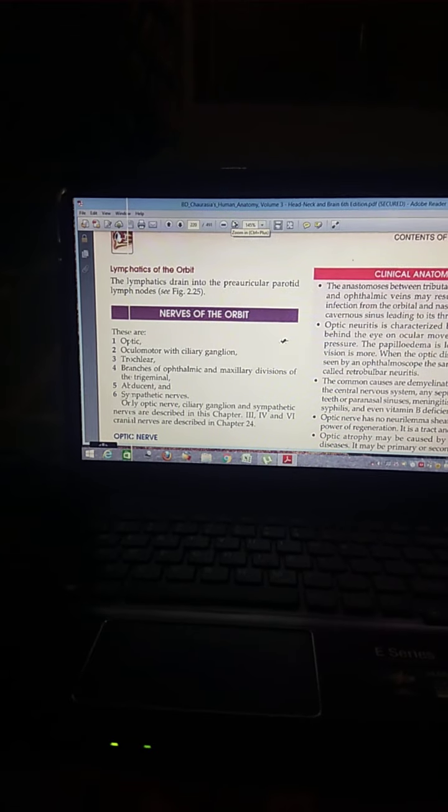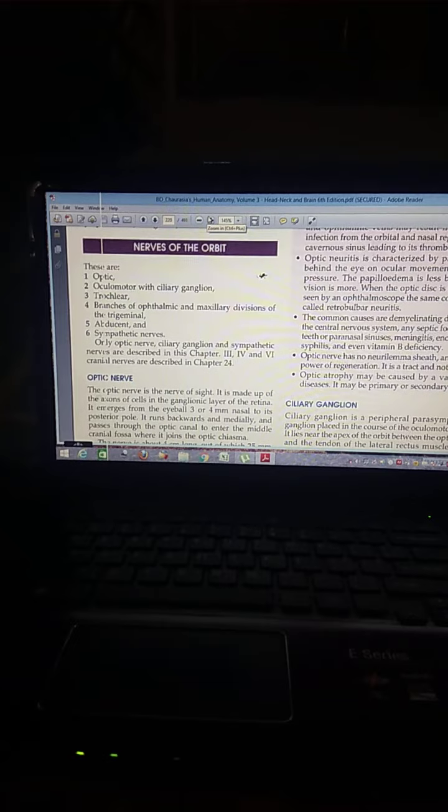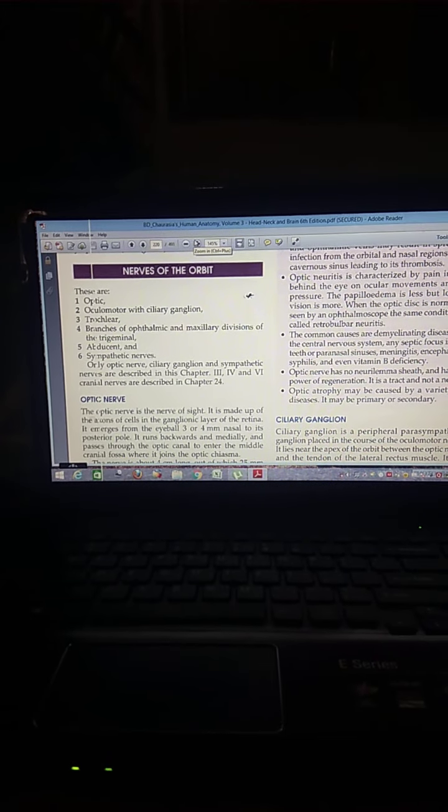Now the lymphatics of the orbit. The lymphatics drain into the peripheral lymph nodes. Nerves of the orbit: the optic nerve, the oculomotor with the ciliary ganglion, the trochlear, branches of the ophthalmic and maxillary divisions of the trigeminal, the abducens, and the sympathetic nerves. Of these, the optic nerve, ciliary ganglion and sympathetic nerves first.